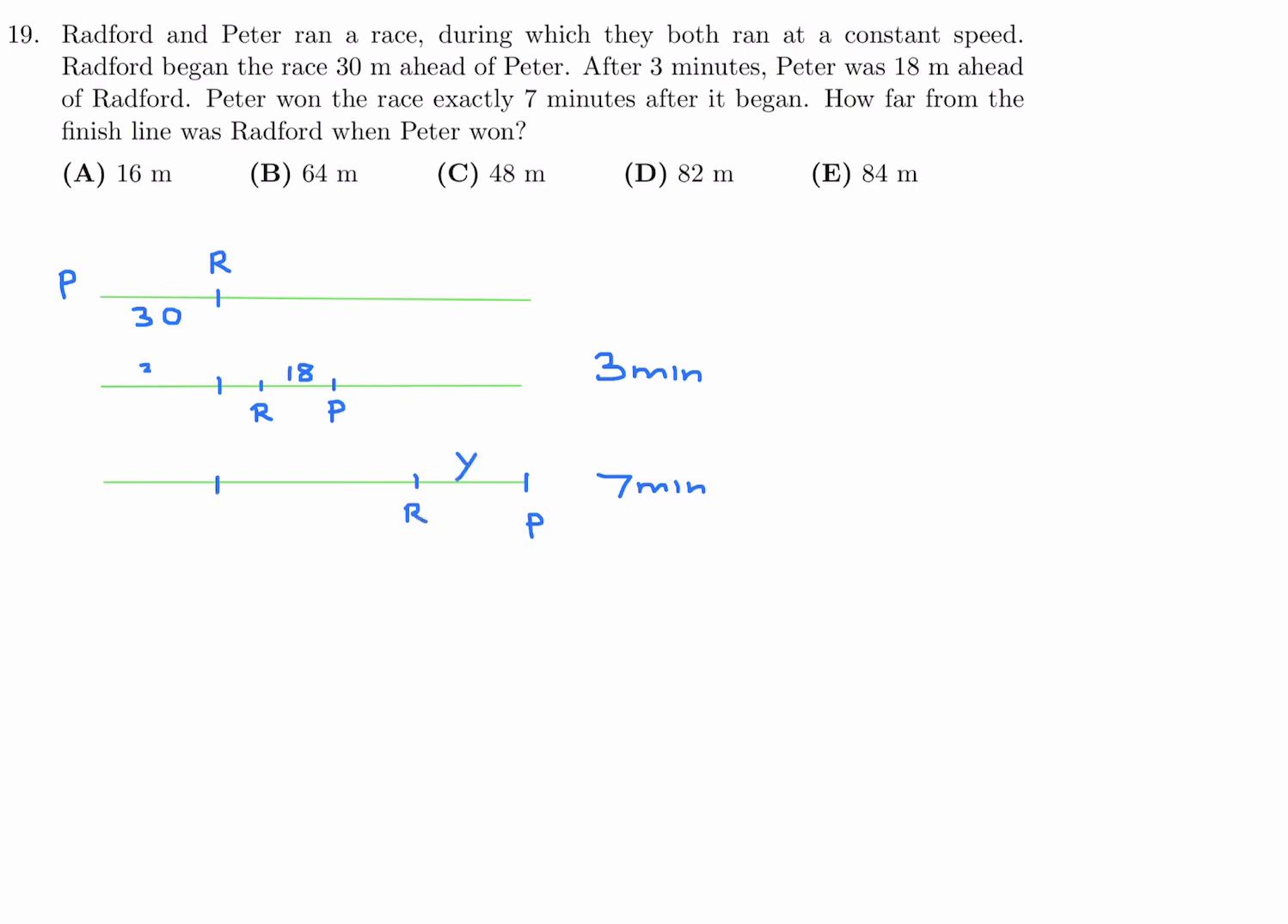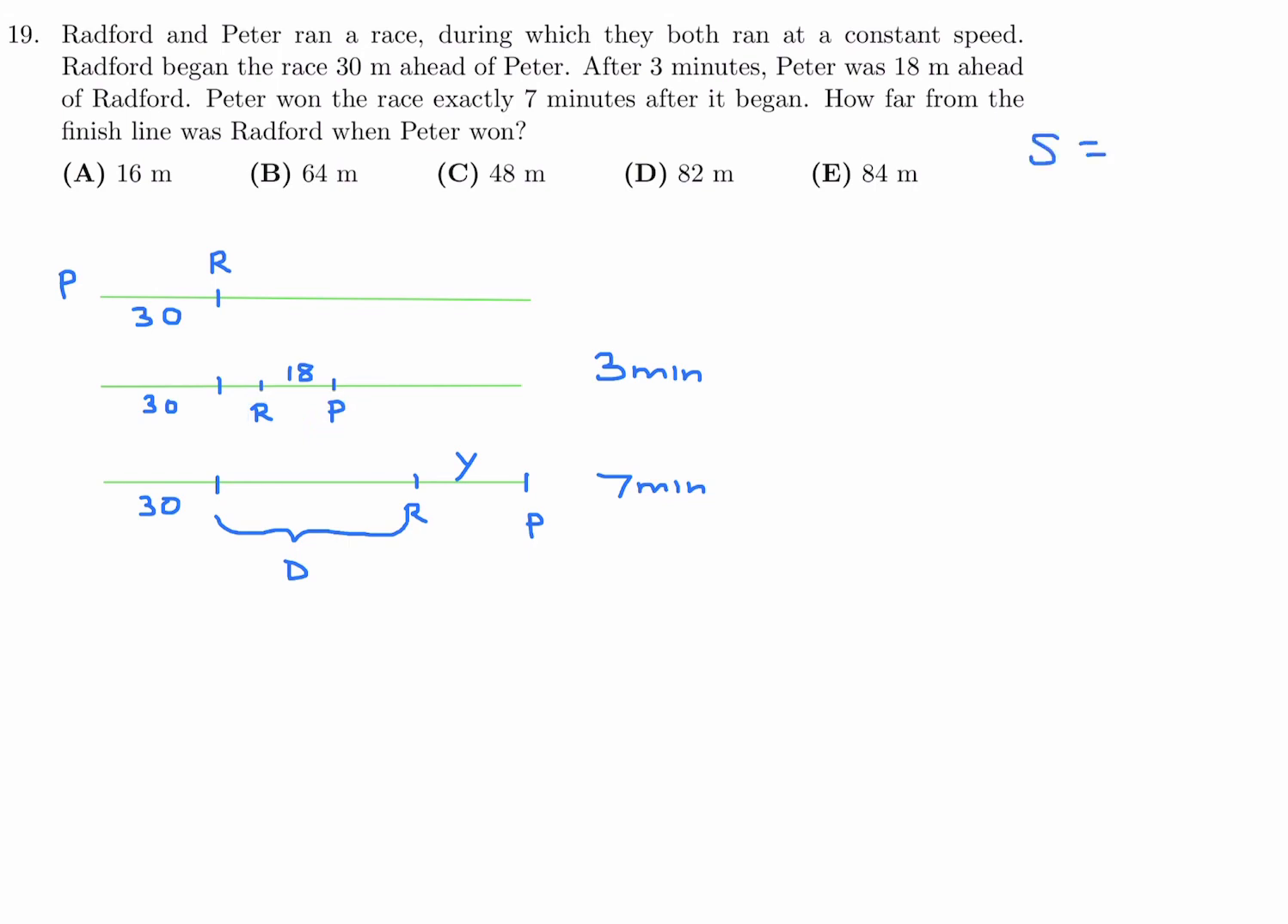So this is 30, this is 30, and then we actually don't know this distance here from there to there. So I'll just call it D, if I even need it. Okay, so now let's talk about this. When Radford gets to here and Peter gets to here, the time is the same.